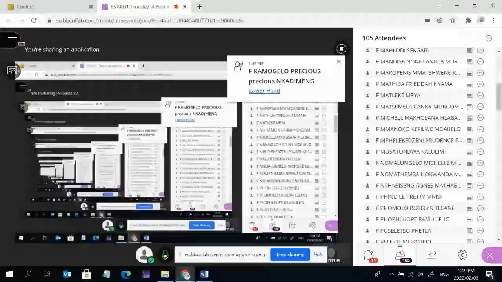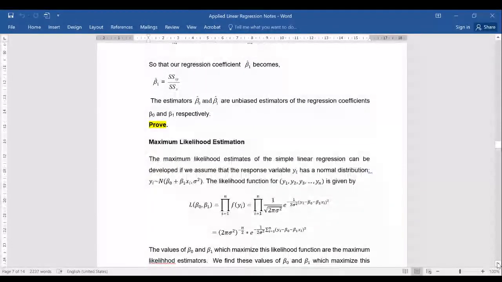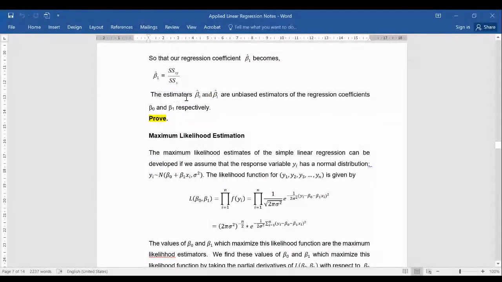So let's go back to the notes. We were here showing that the estimators beta 0 hat and beta 1 hat are unbiased. Mahajuan, can you please mute your mic? Thank you.